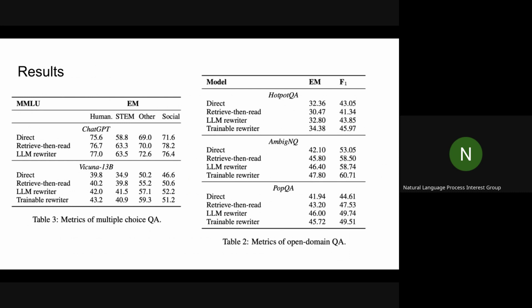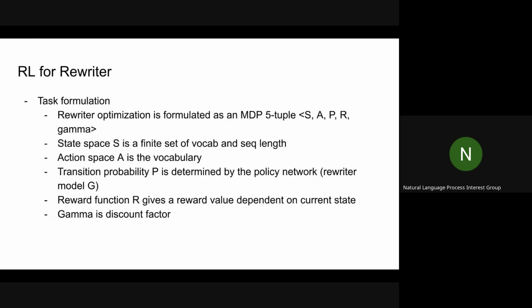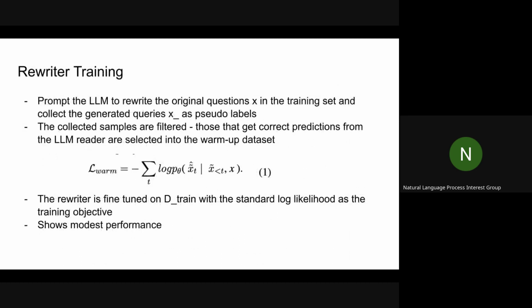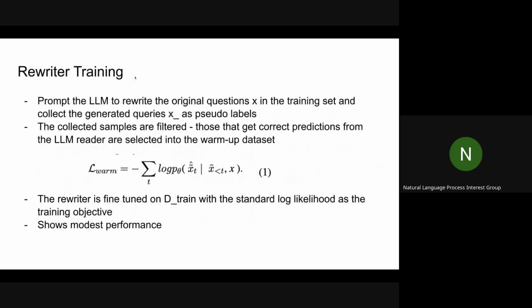I think the difference between the LLM rewriter and the trainable rewriter is that the trainable one, as I said, has the warm-up stage first, and then they do the RL training. So that's what those two differences are. This one, I think we skipped over. This is how they do the warm-up phase.